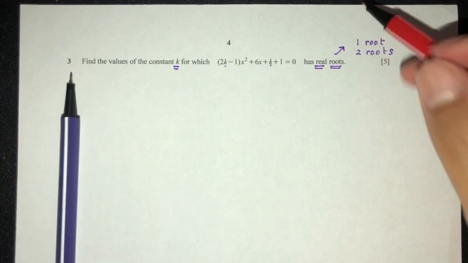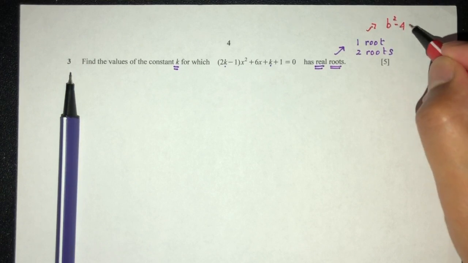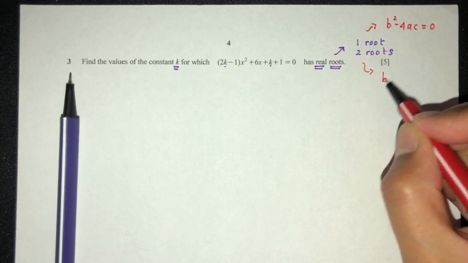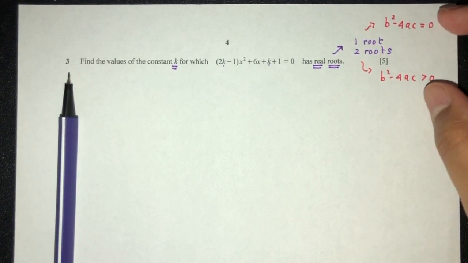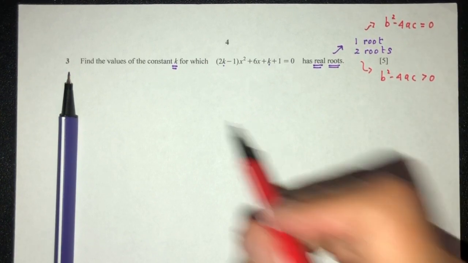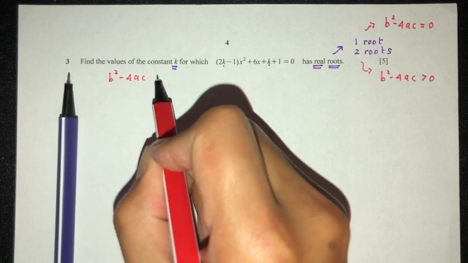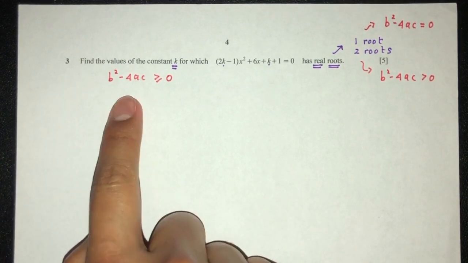Usually when we have only 1 root, we would say b squared minus 4ac has to be equal to 0. When we have 2 roots, we would say b squared minus 4ac has to be more than 0. Combining these two together, because it can be 1 or 2, we would now deal with b squared minus 4ac is more or equal to 0. Okay, so that's the main idea.